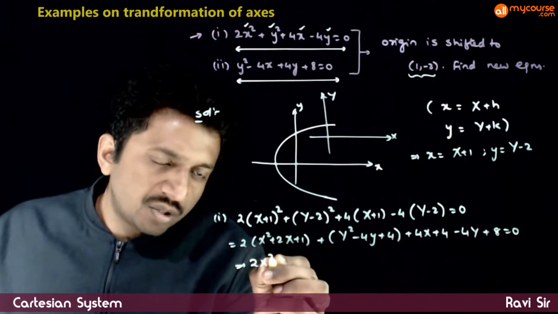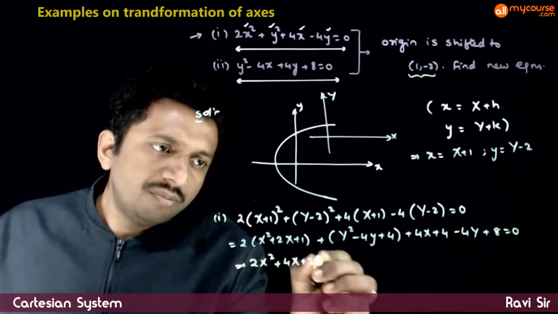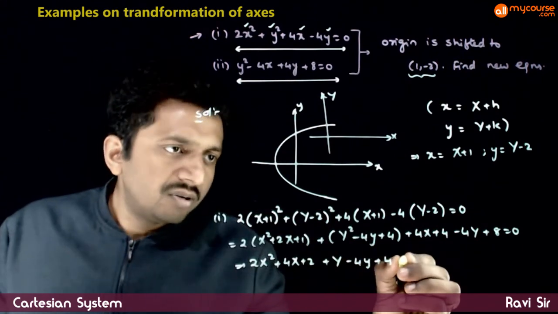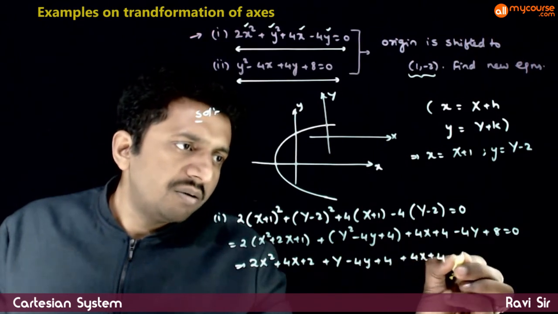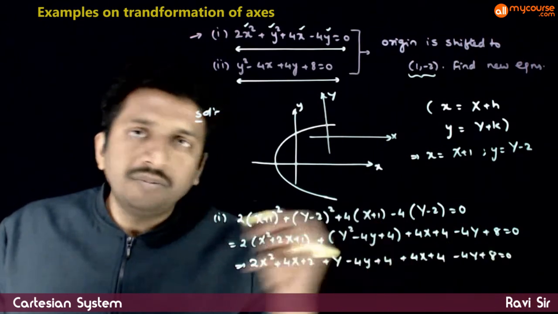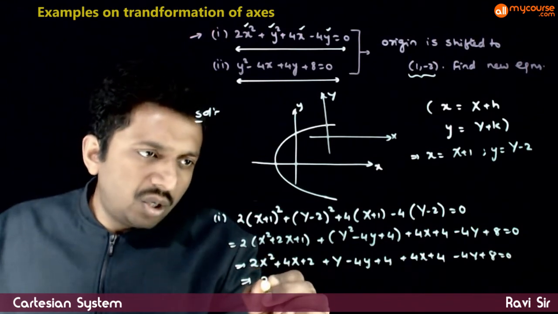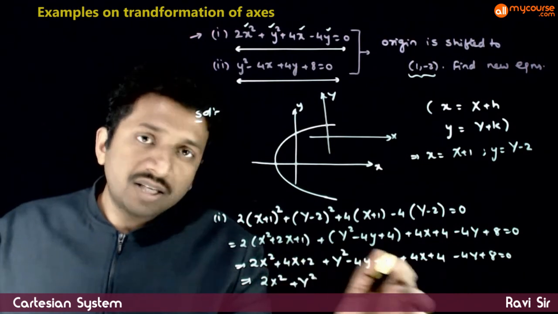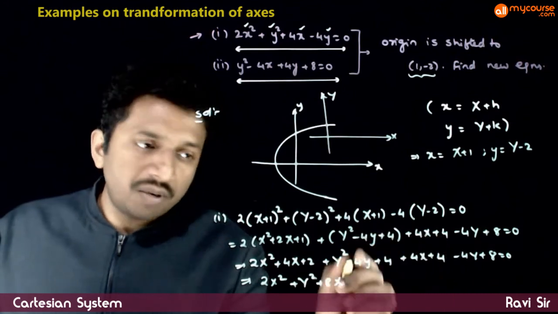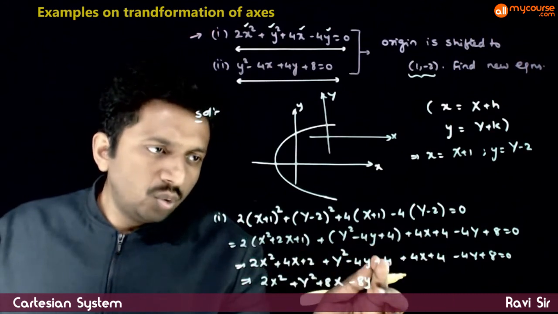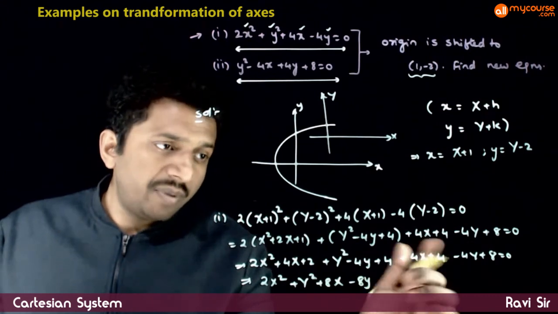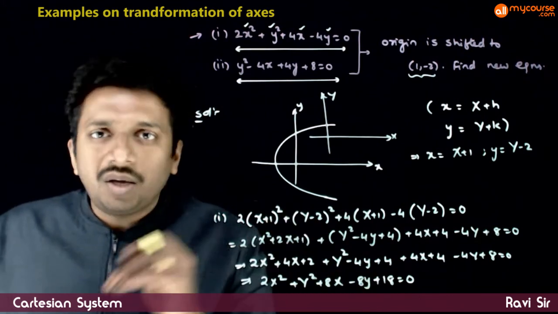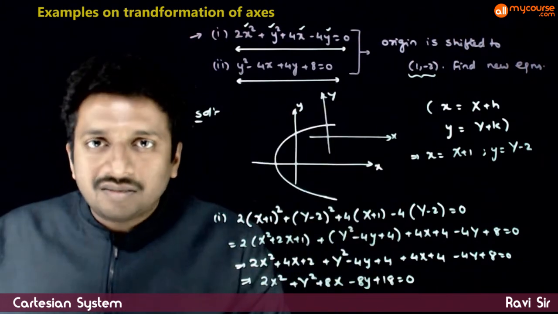So you have 2X square plus 4X plus 2 plus Y square minus 4Y plus 4 plus 4X plus 4 minus 4Y plus 8 is equal to 0. This implies 2X square plus Y square, 4X plus 4X is 8X, minus 4Y minus 4Y is minus 8Y, 2 plus 4, 6 plus 4, 10 plus 8 is 18 is equal to 0. So this will be the new equation corresponding to the new coordinate system.